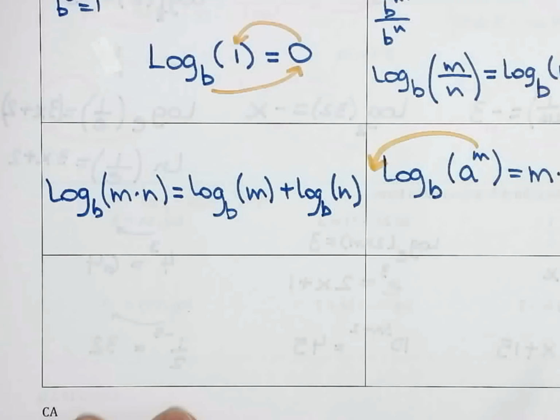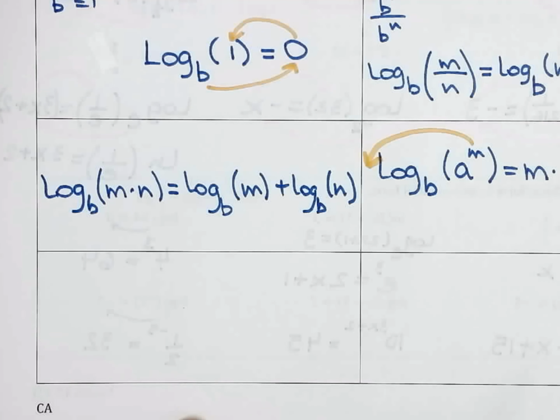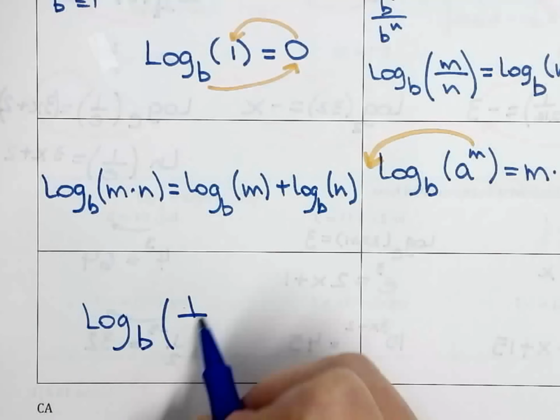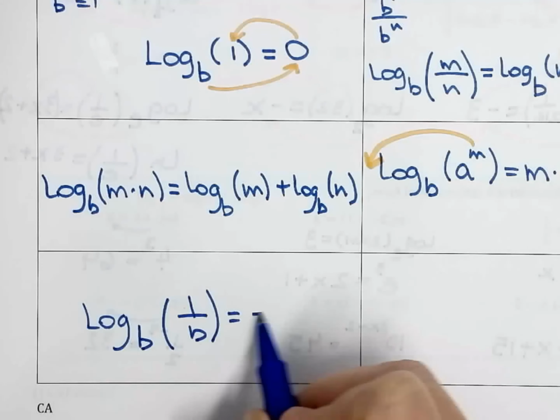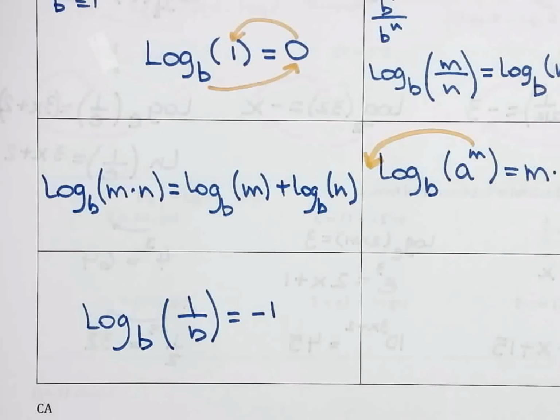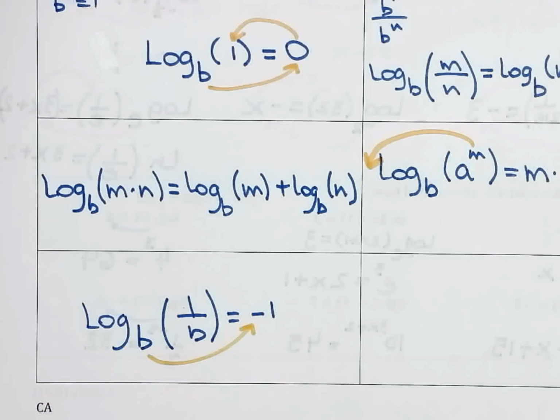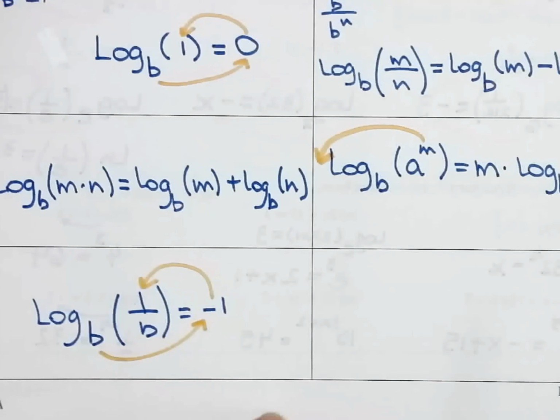The next one, we have negative exponent. So we're going to make it similar to log base b of 1 over b. That equals -1. So when you double check, you have b raised to the power of -1 equals 1 over b. So that's how you double check that.